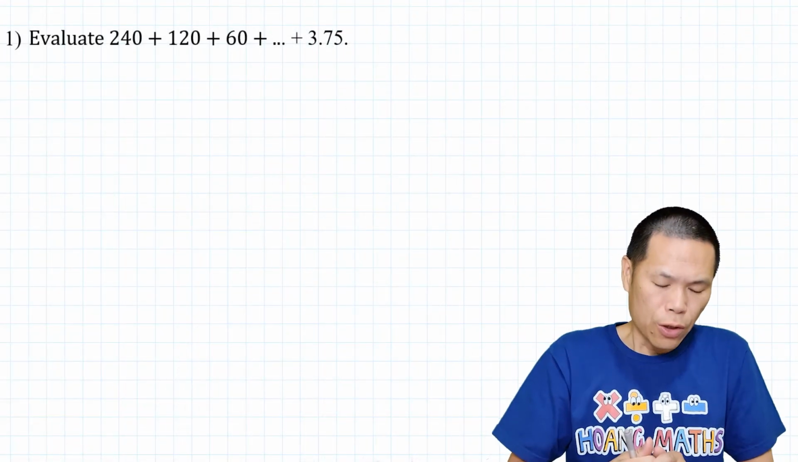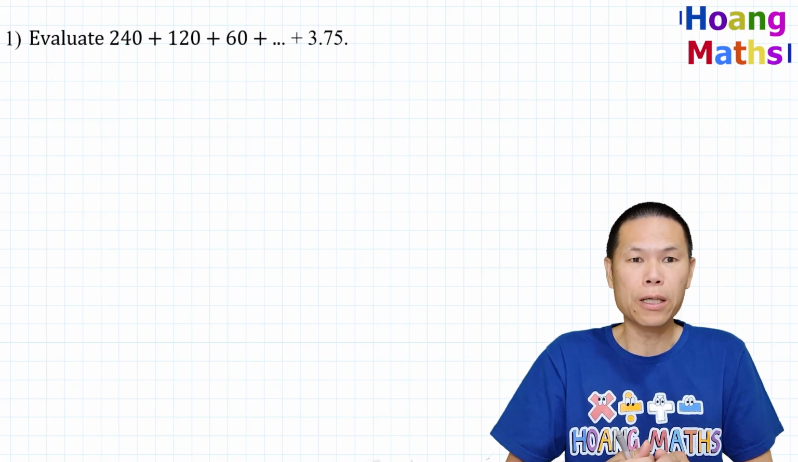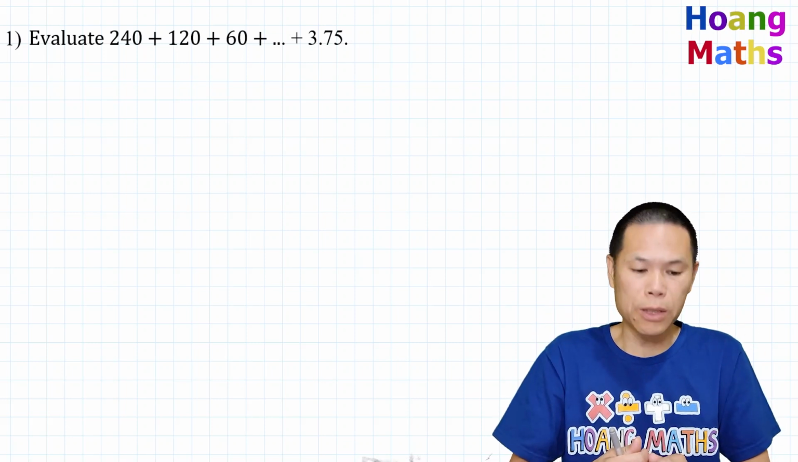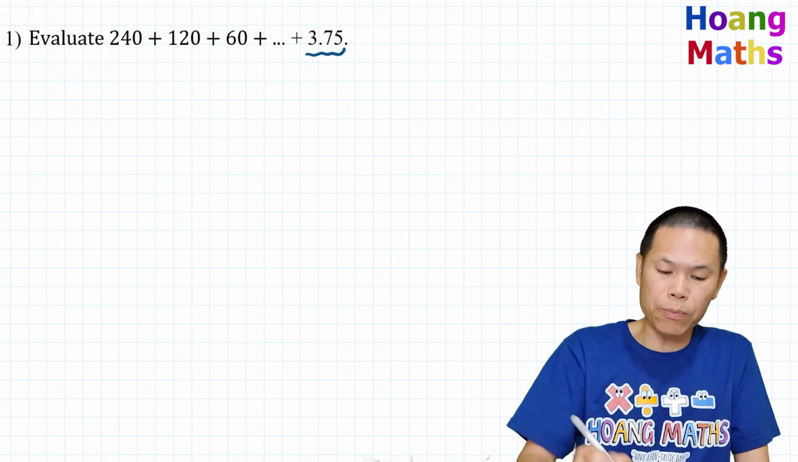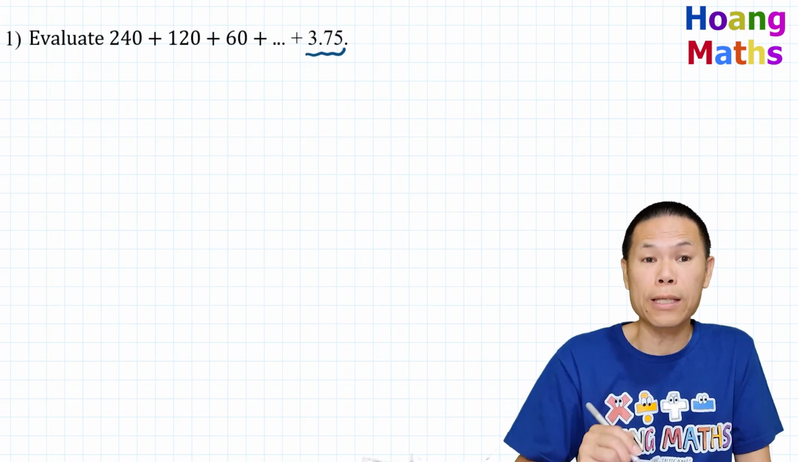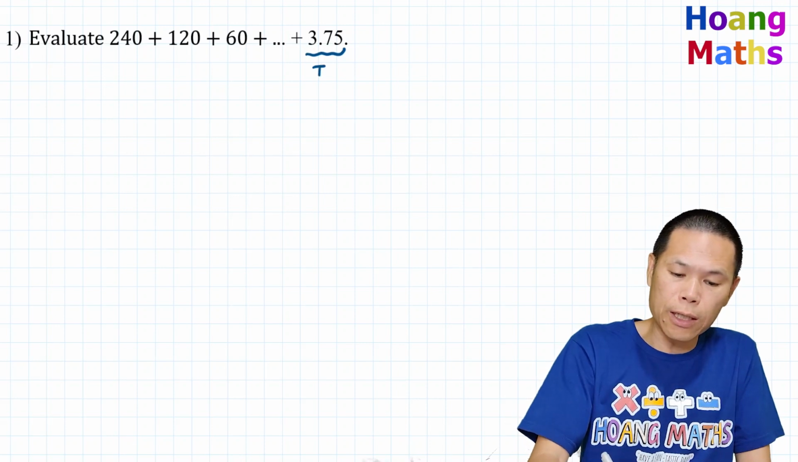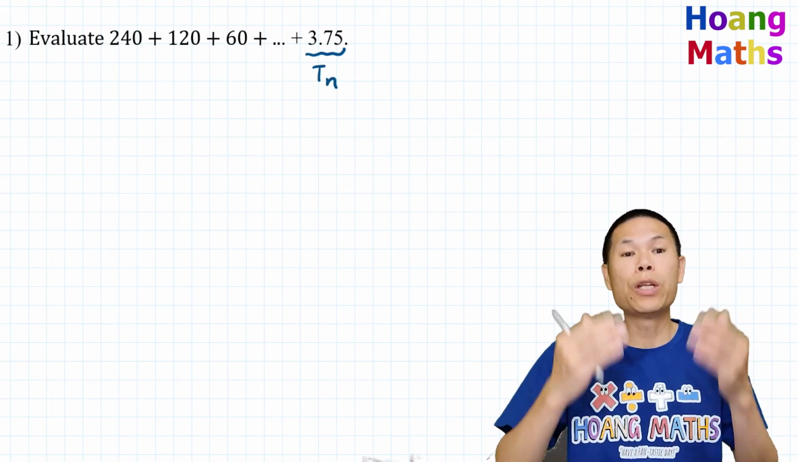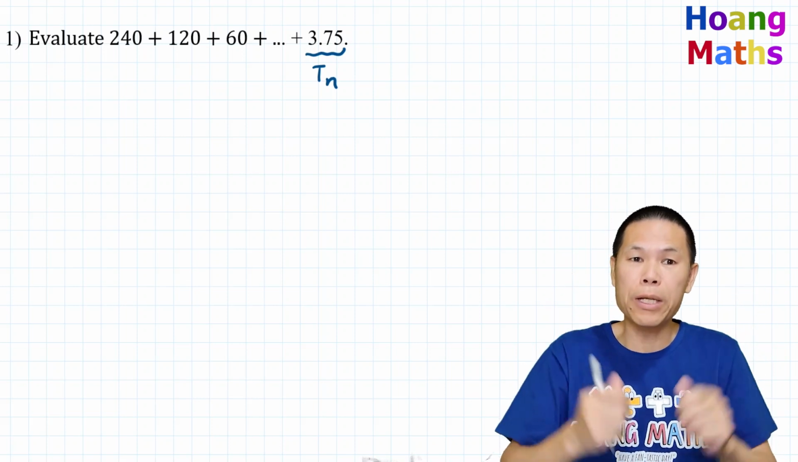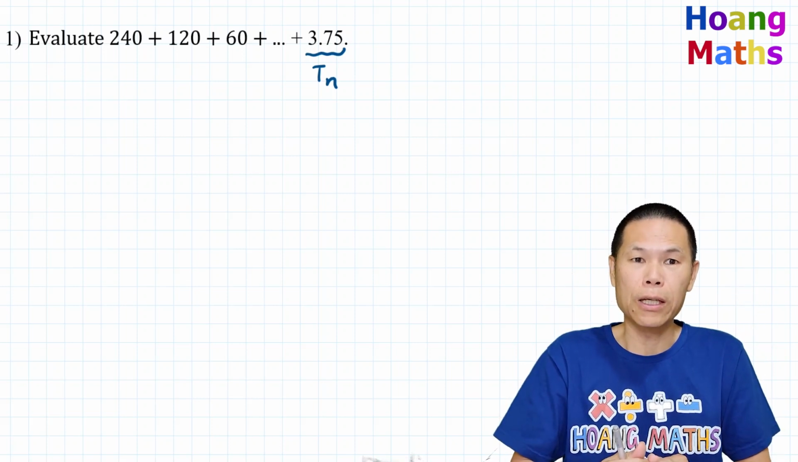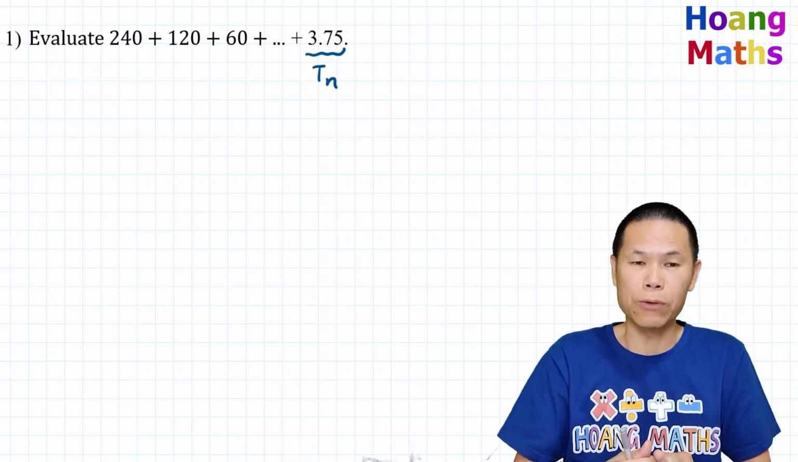First one, to find the sum of this series, we need to work out how many terms there are in this series first. We know the last term of this series is 3.75, so this is t of n. We need to find the value of n first, so that we can find out how many terms there are in this series. Then we can find the sum of this series, okay?